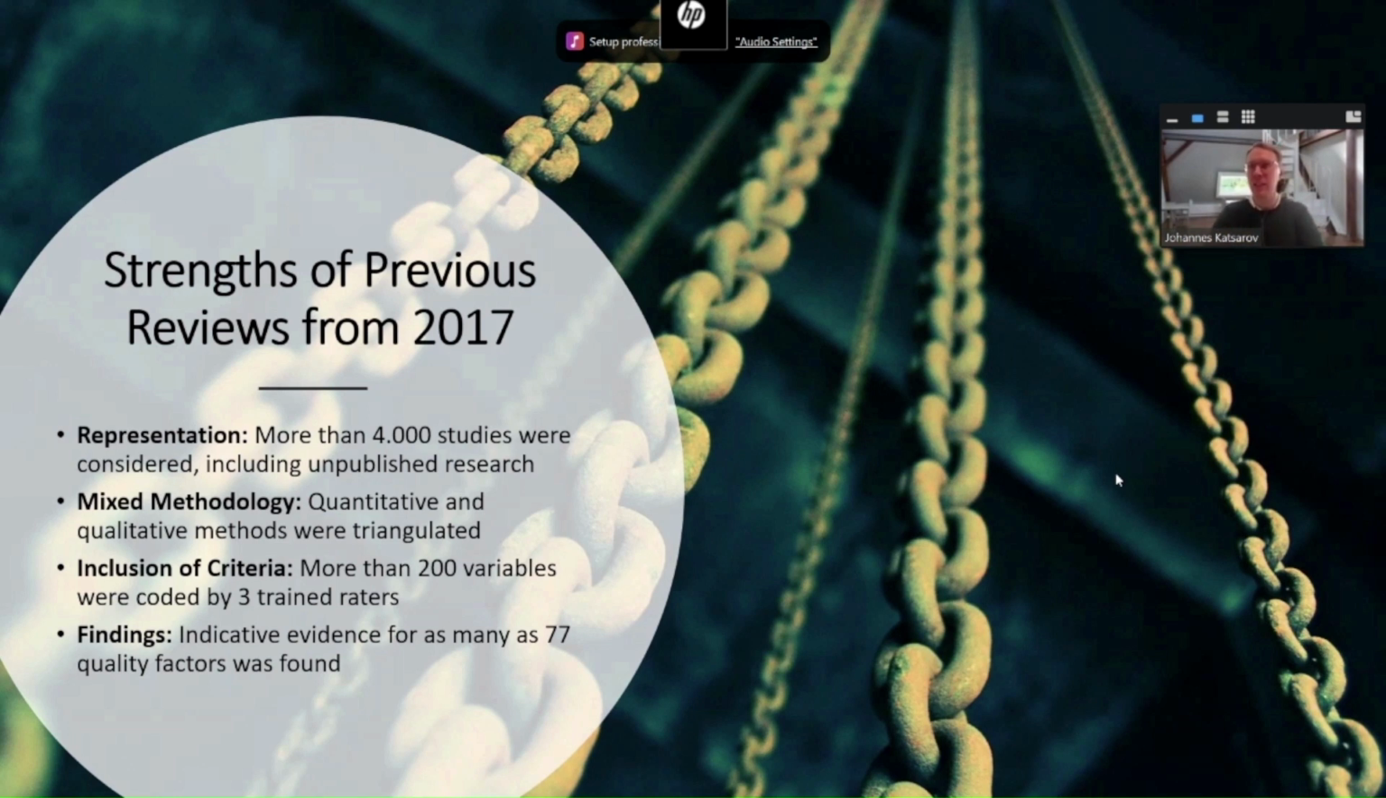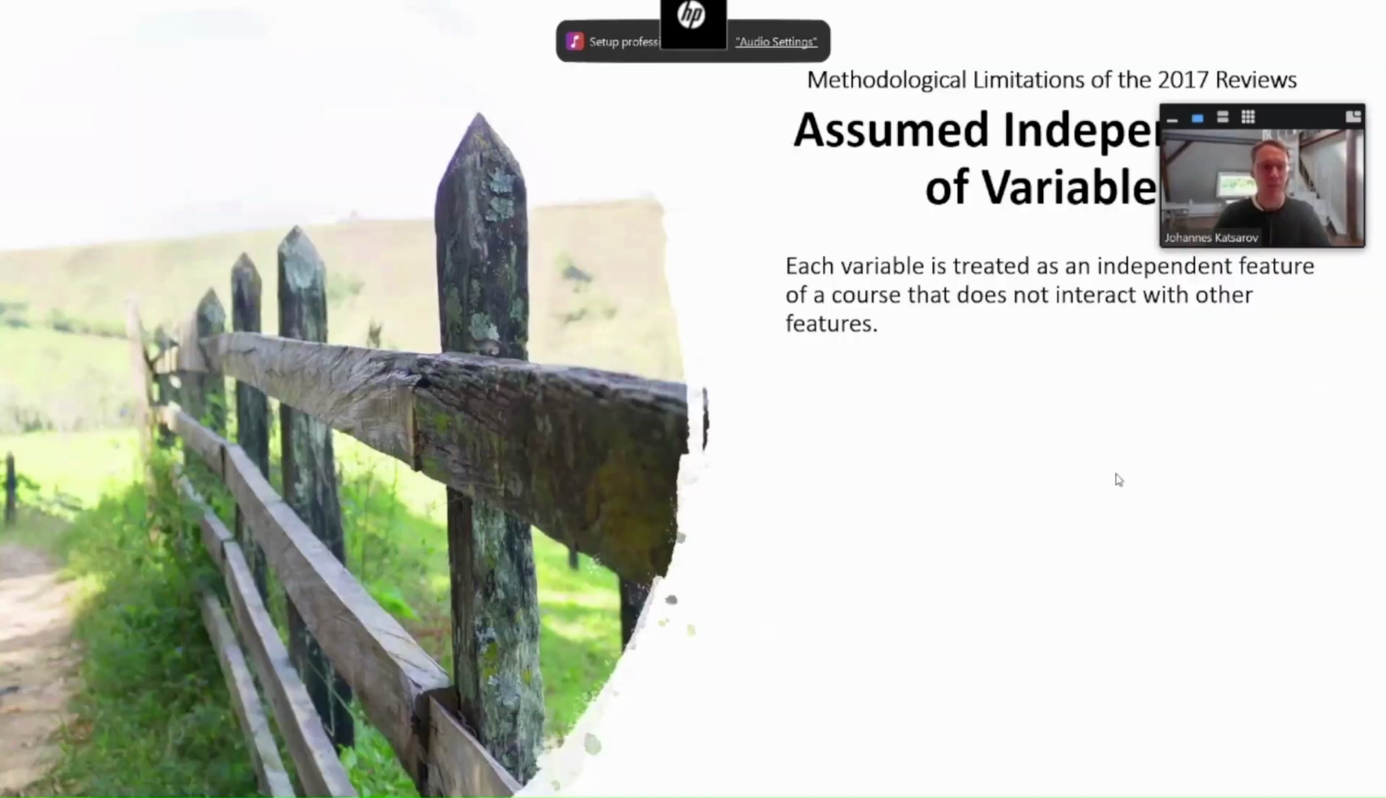So we had to ask ourselves very critically, if this was in 2019, is there anything relevant and new that we can even offer with this project? However, when we scrutinized these studies, we noticed that they had a few methodological limitations, which are pretty stark, actually. The first of them is the assumed independence of variables. So each variable, this means, is treated as an independent feature of a course that does not interact with other features. And I'll give you an example in a moment.